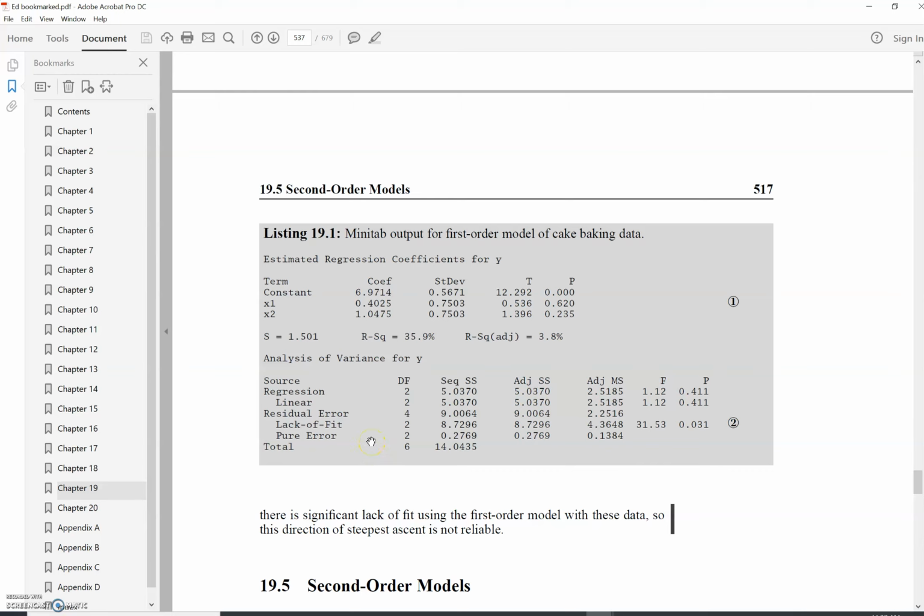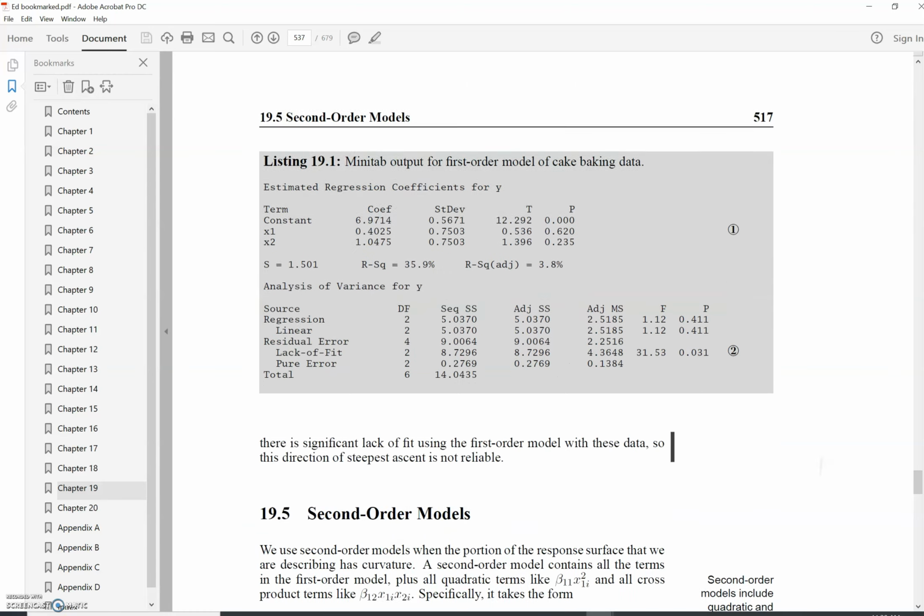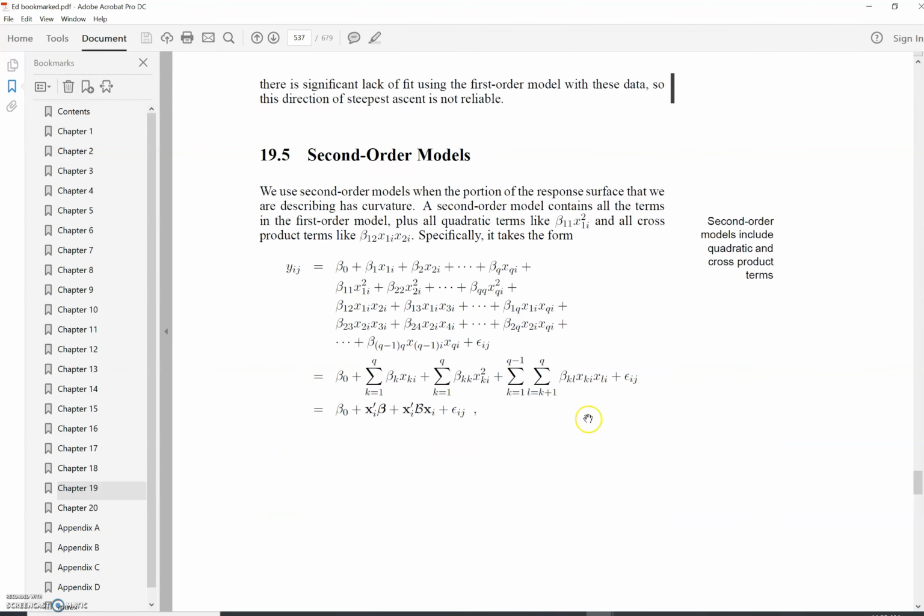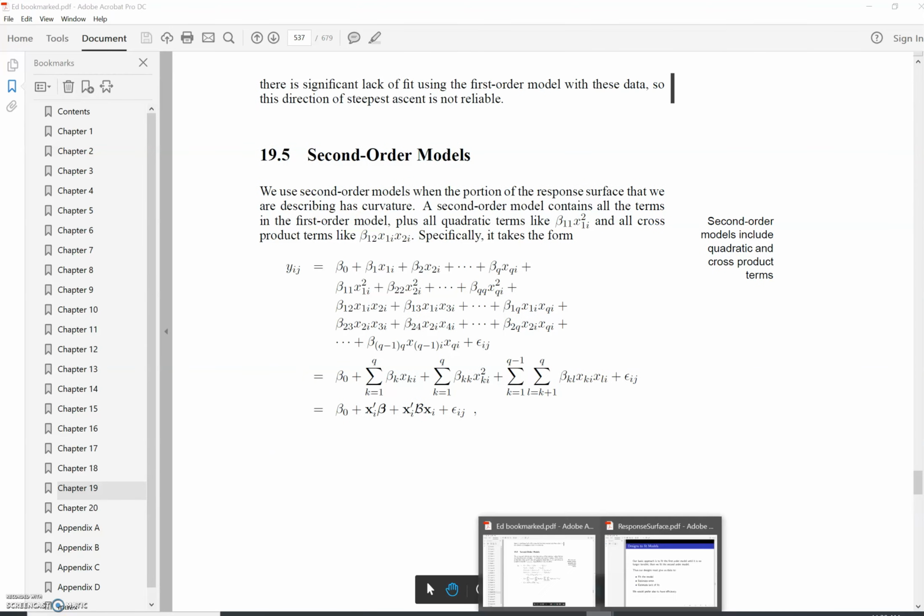We do see that there is a lack of fit. We know that from this line, meaning we probably could improve the model, and that the direction of the steepest descent here is not going to be a good descriptor. So we might need to move on to a second order model. So let's go back to the notes a little.